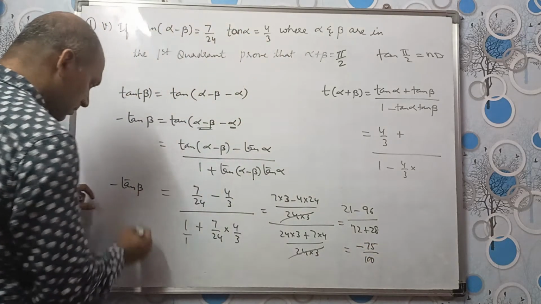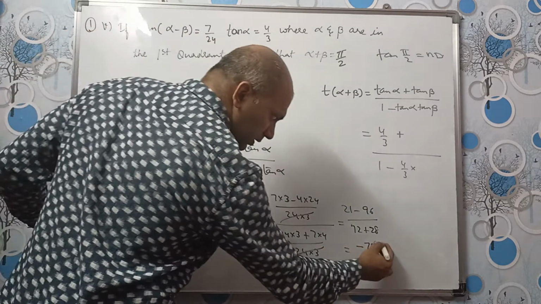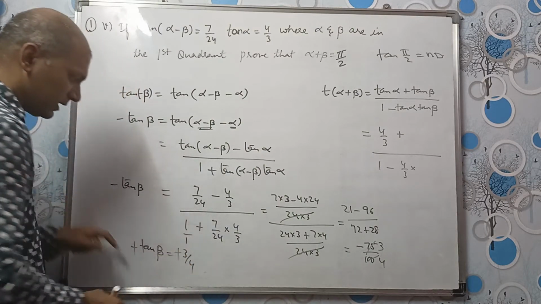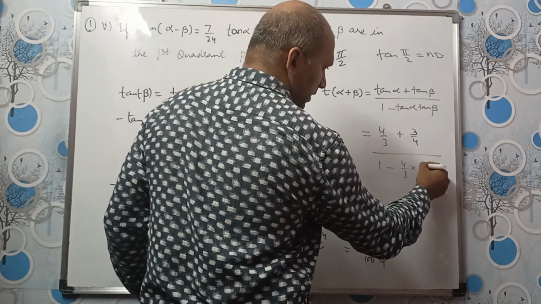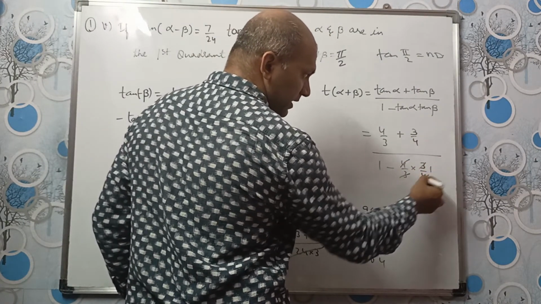Okay. This is minus tan beta is equal to 3 by 4, right? So it is minus 3 by 4. Minus minus will get cancelled. Tan beta is 3 by 4. So substitute 3 by 4 here, 3 by 4 here. 4 4, 3 3 will get cancelled. This will be 1, right?